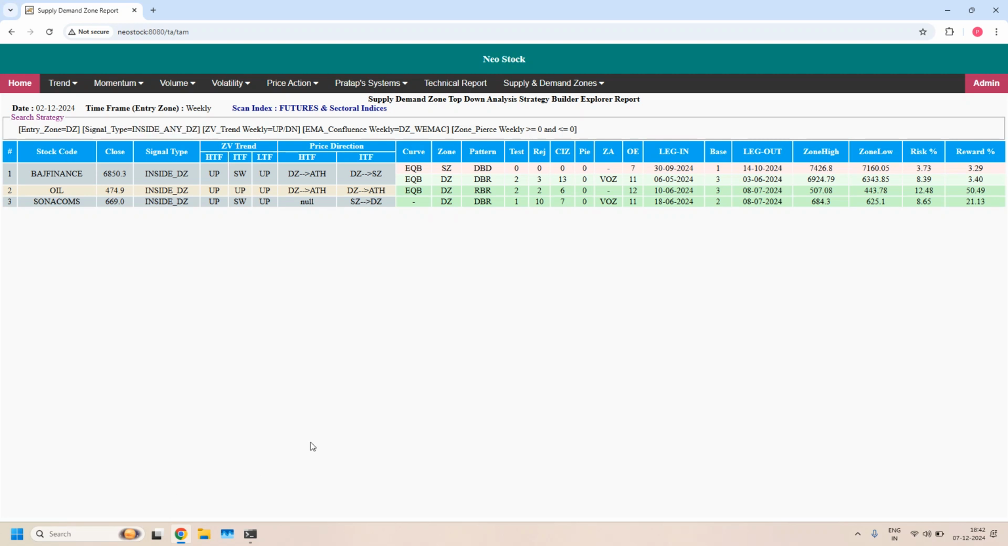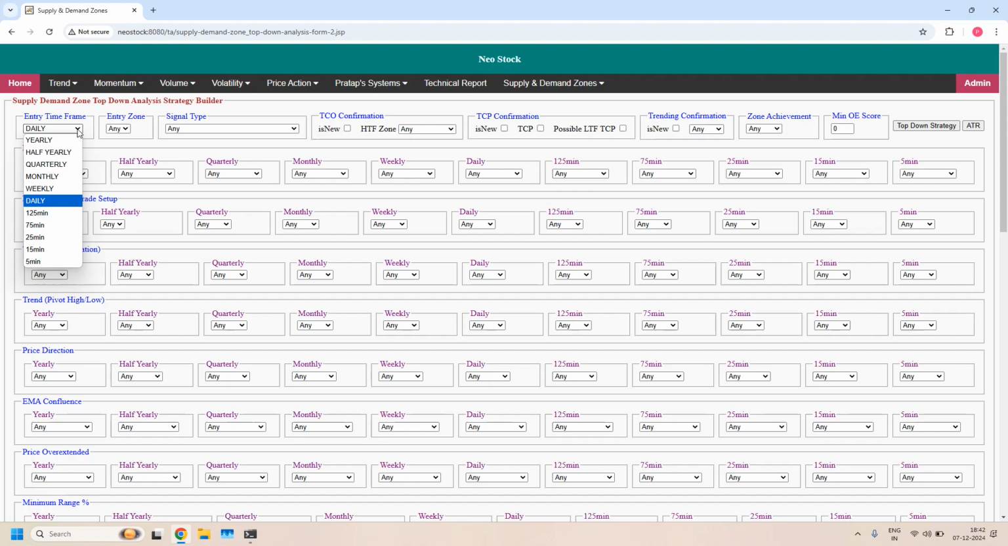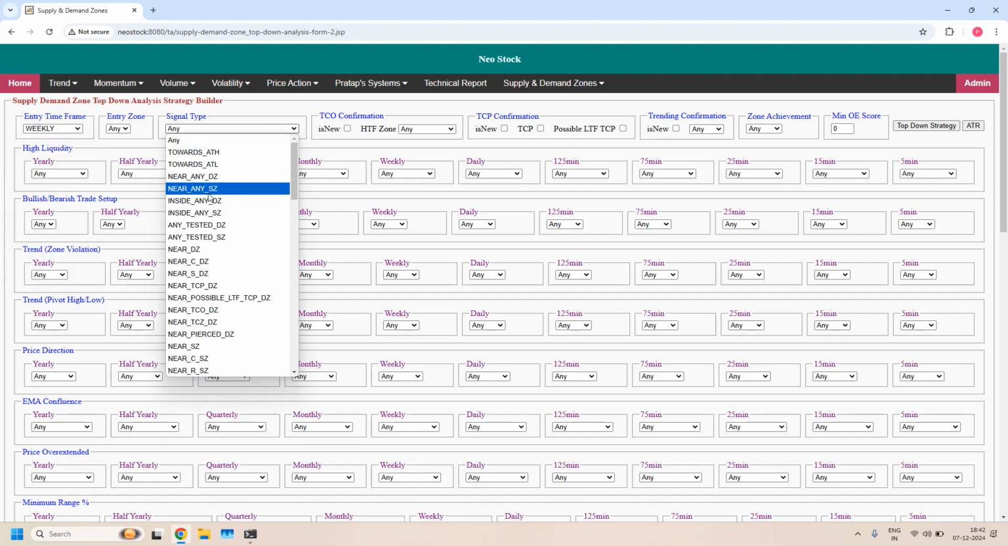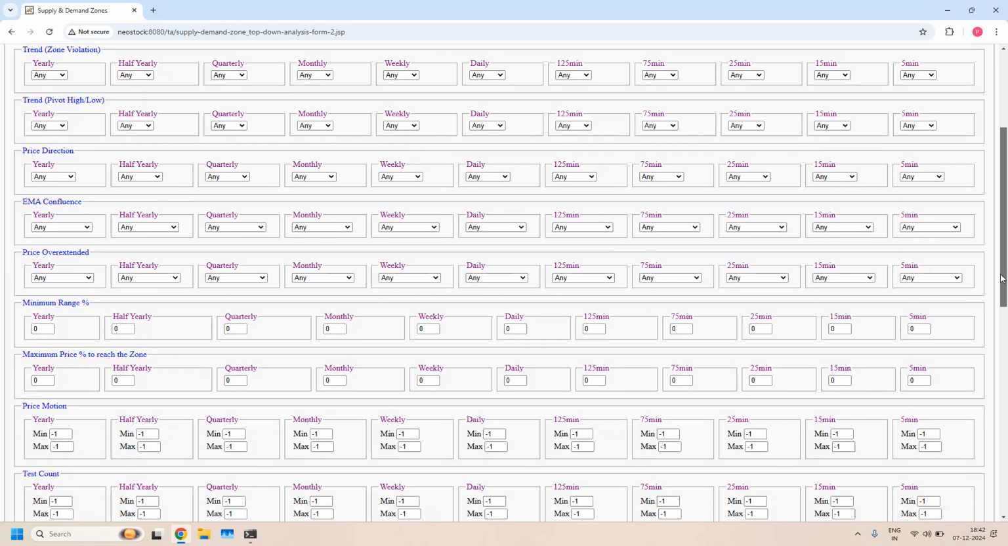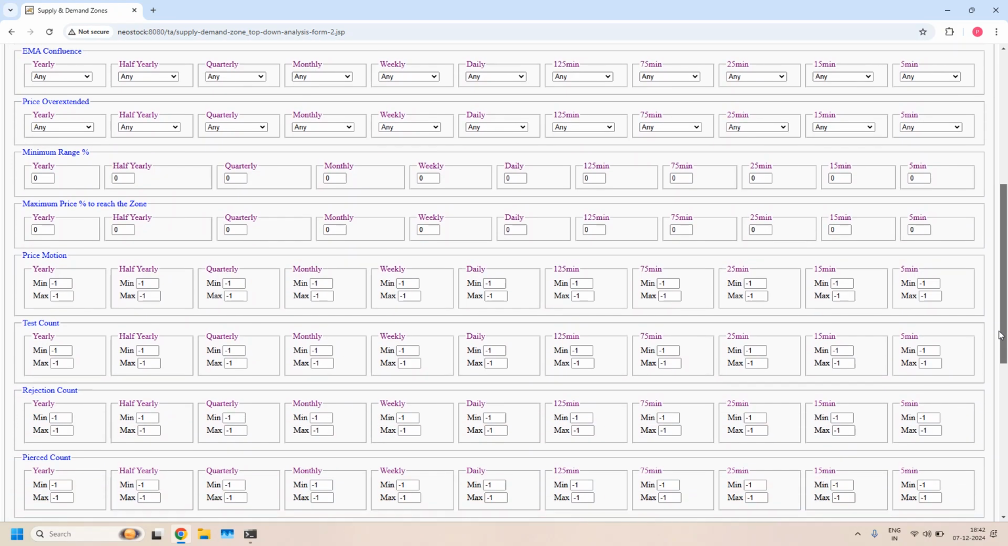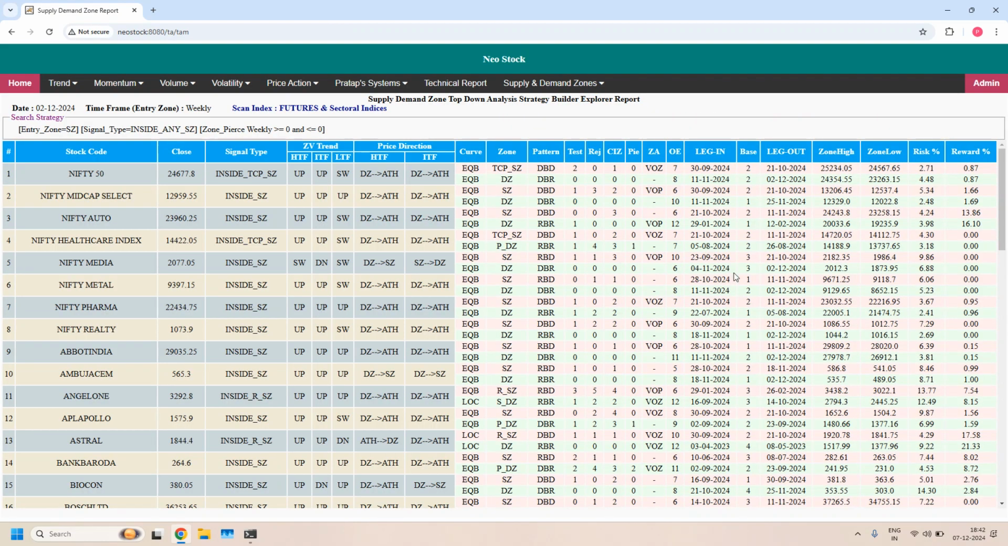Okay, next let us look for the weekly time frame. Price closed inside weekly supply zone. And these weekly supply zones should not be pierced. So in the pierced count, at a weekly time frame, I am setting minimum value 0, maximum value 0. Let's filter the stocks. We got a big list.